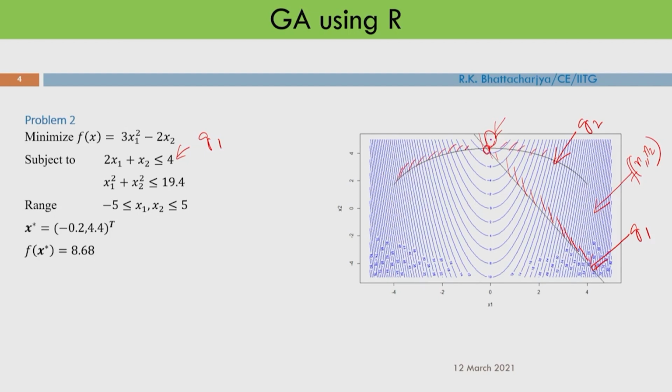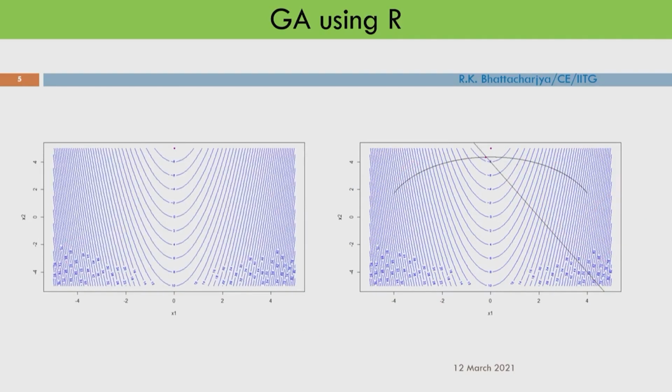The constrained solution should be somewhere here. The solution is -0.2 and 4.4, and the objective function value is 8.68. I have shown here the unconstrained solution of this problem, and this is the constrained solution. We will apply genetic algorithm and see whether we get this particular solution or not.